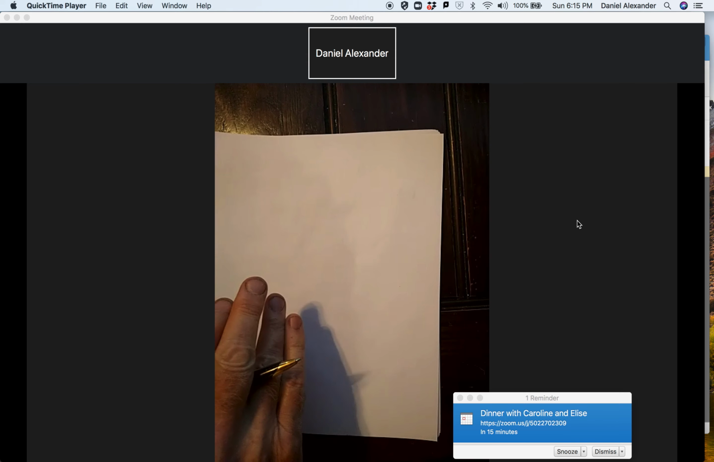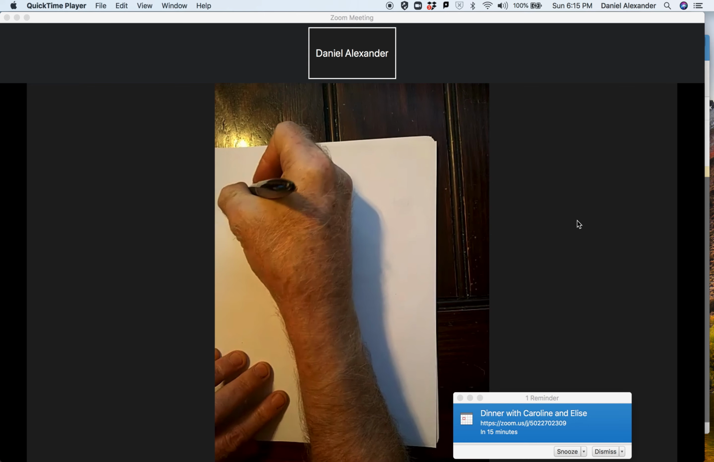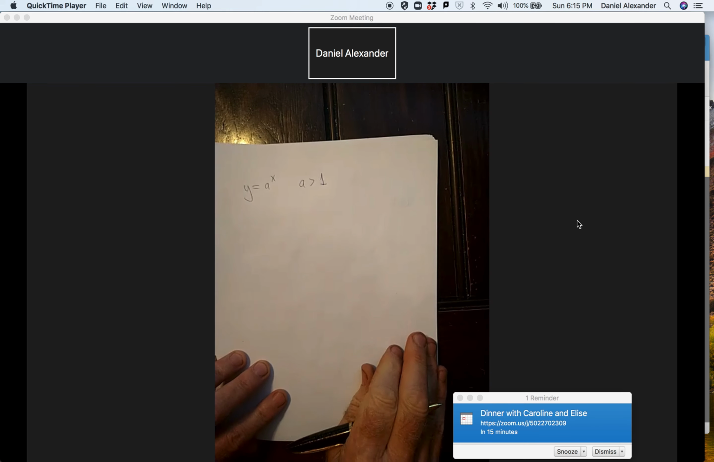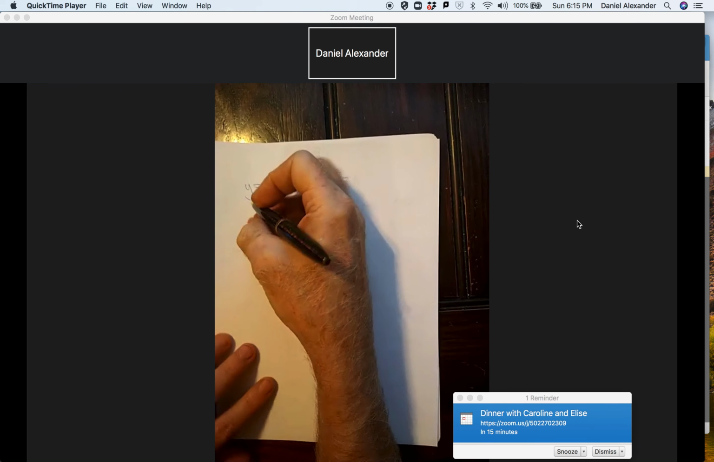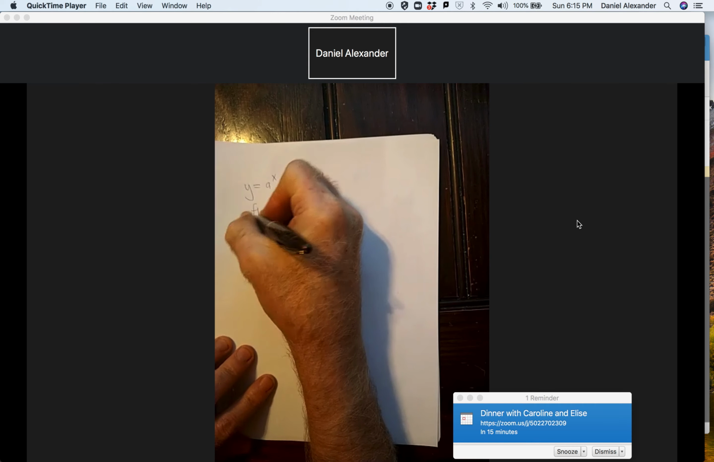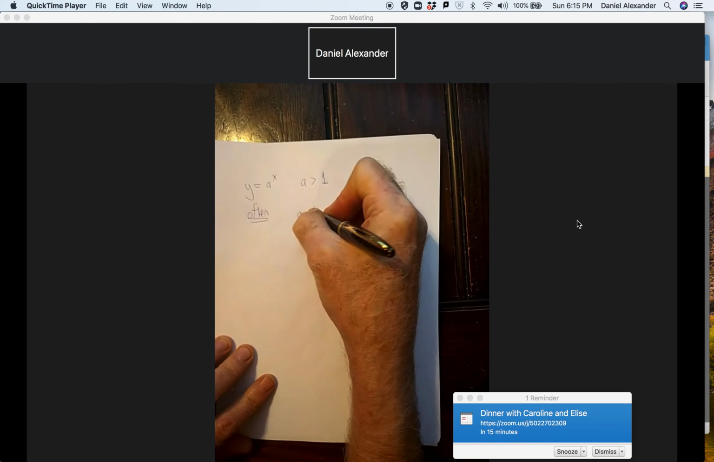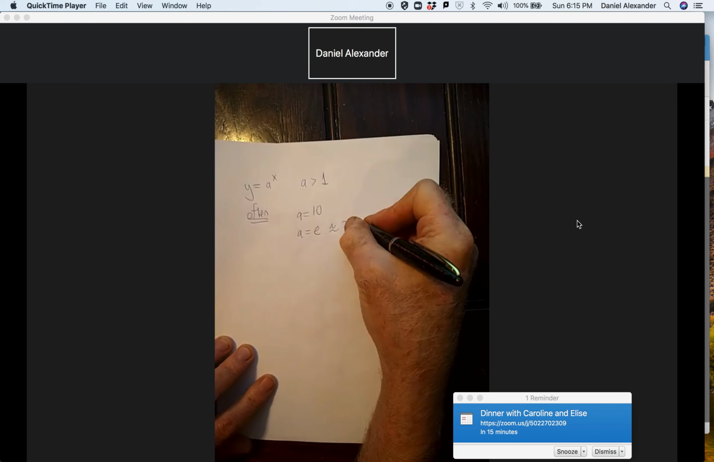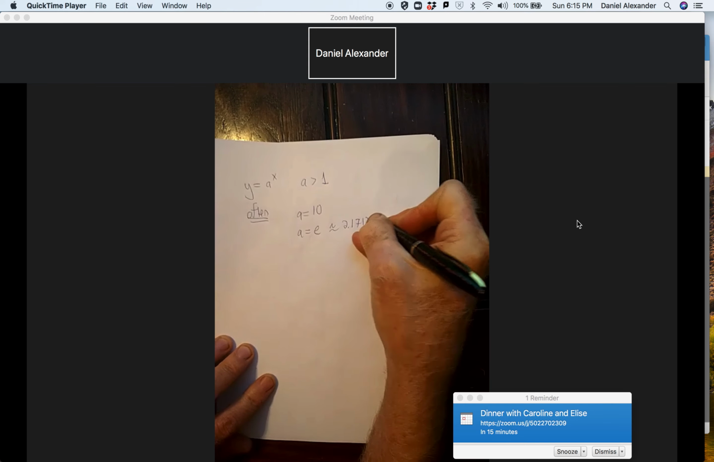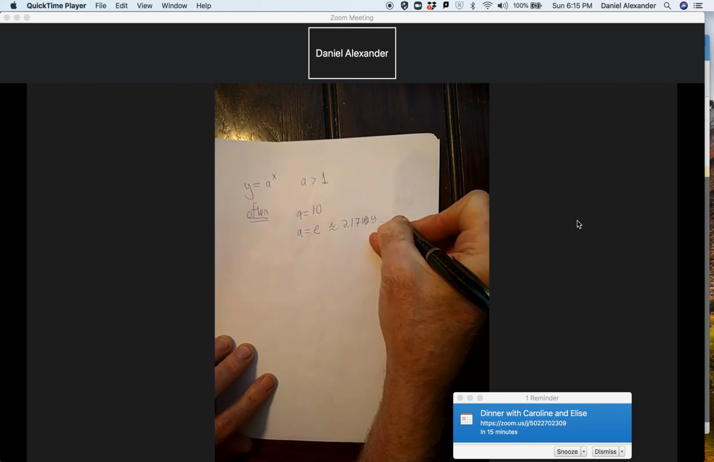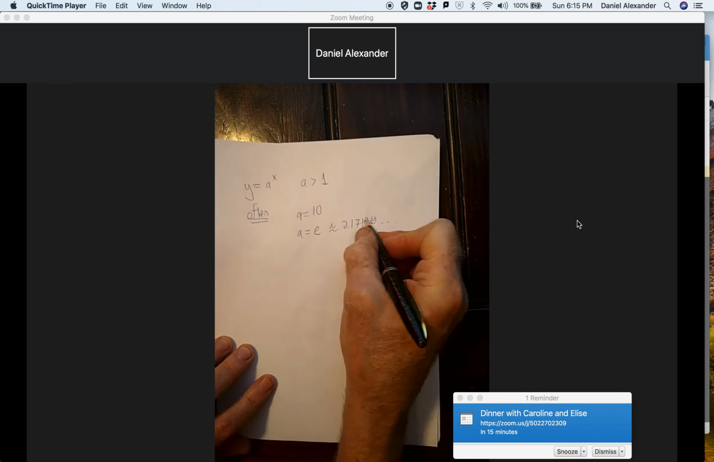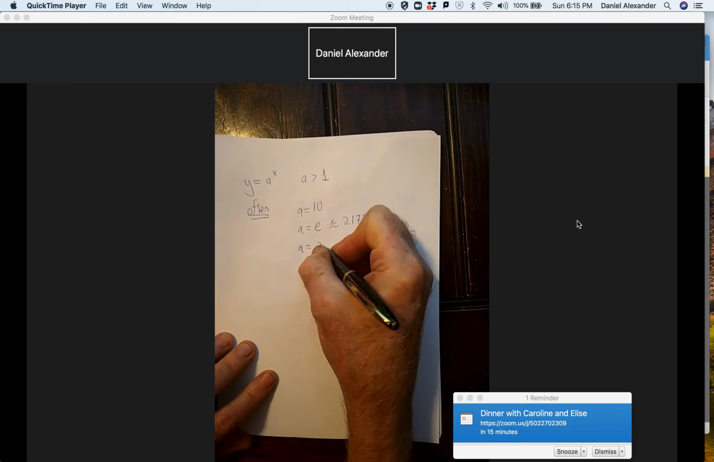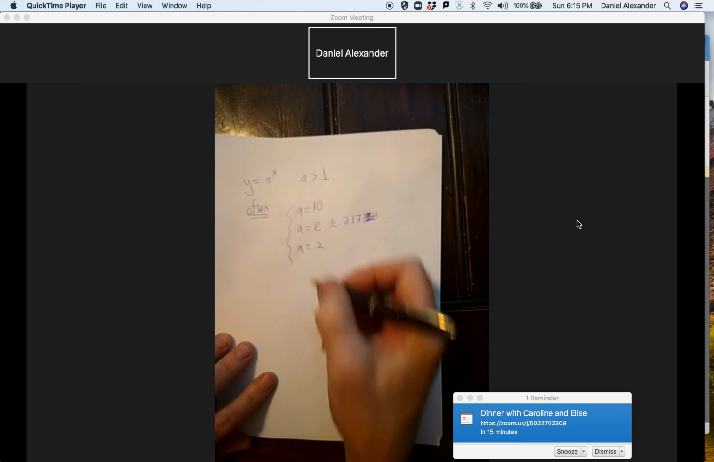So the first thing I want to do is focus on the function y equals a to the x, where a is greater than 1. Often, we're going to have three choices for a. A will be equal to 10. A will be equal to that number e, which is about 2.71828. 2.71 is what matters. And then a is equal to 2. These are really common bases.